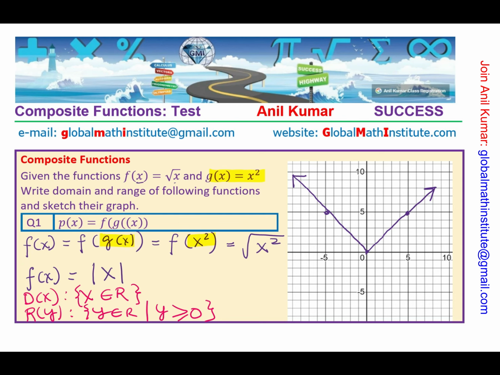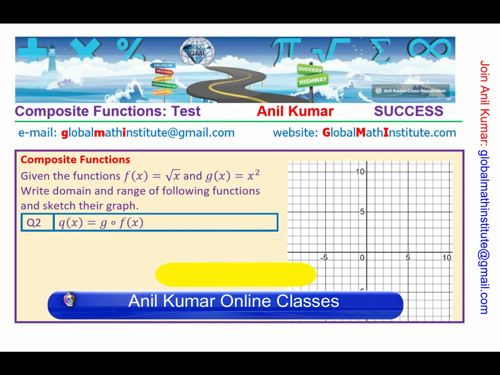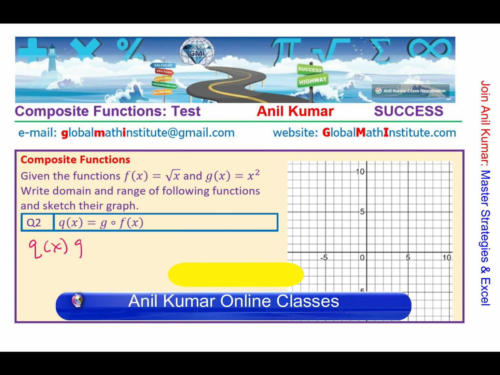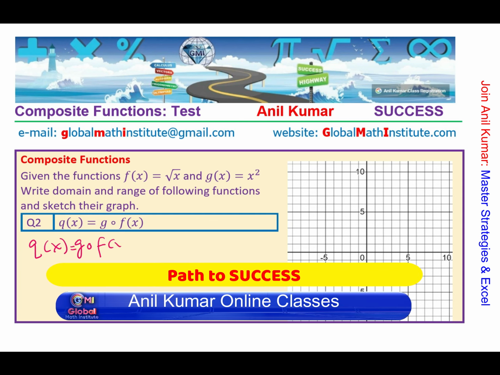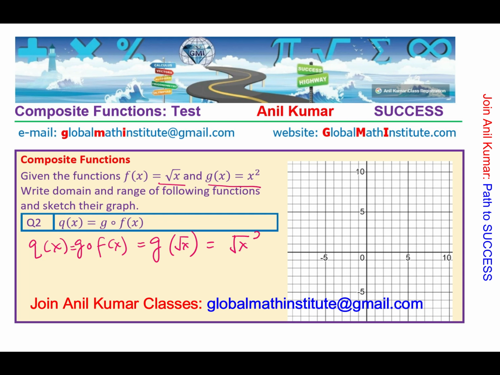Perfect. Now let's take question number 2, which is q of x is g of f of x. I hope you have understood this strategy. I'd like you to now pause the video and answer this question, right? So q of x is g of f of x. The inside function now is f of x, right? So you write g of f of x, where f of x is given to us as square root of x. Now g of x is defined as x squared, so we'll do square root of x, whole squared. Now, square root of x when squared will be what? This is very important to understand.